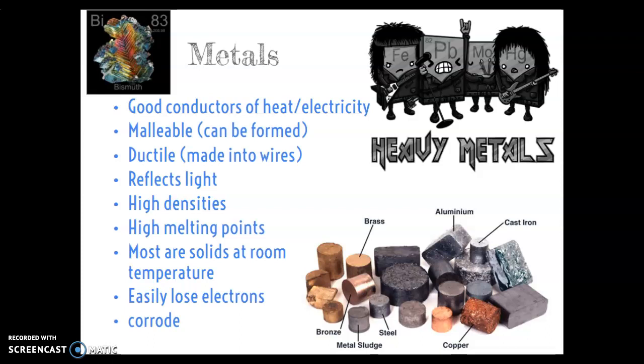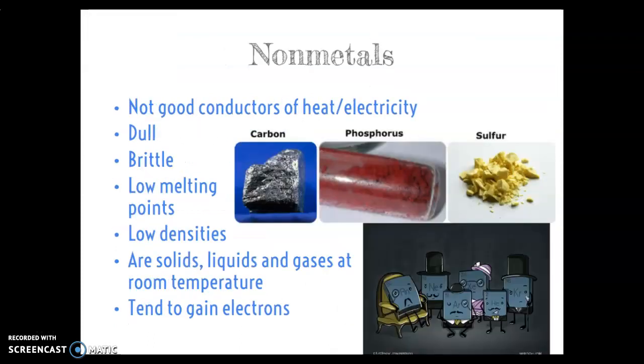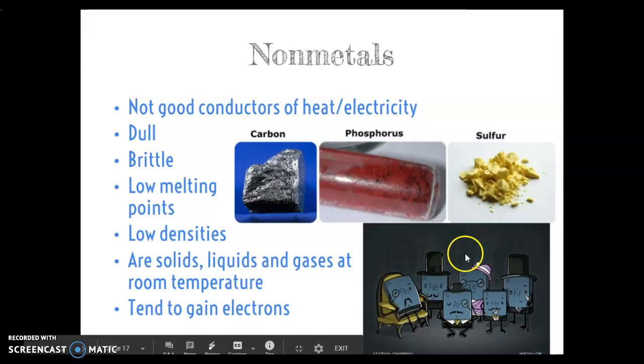Right? Then we have nonmetals. Nonmetals are the opposite of metals. So all those properties that we had for metals, nonmetals have the opposite of those properties. So they're not good conductors of heat and electricity. They are dull, meaning that they're not shiny. They're brittle, meaning that you can't hammer them, or they shatter. They have low melting points, meaning that they're gases, right? So the noble gases are all nonmetals, and they have a low melting point because they're gases, right?